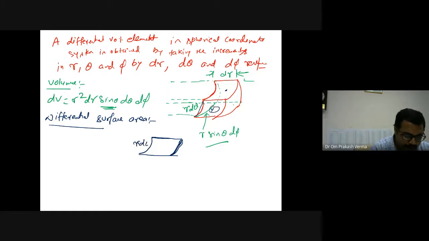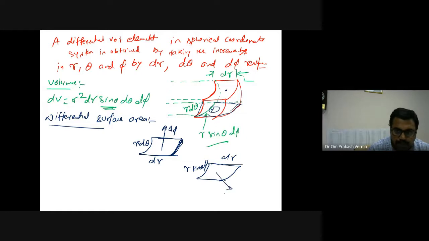So r d theta, and this one is dr. What is the direction? The direction is obviously a phi. And this is the simple dr, and this one is r sine theta d phi, this surface I'm taking. What is the direction? Anyone can guess? a theta. Very good, a theta.